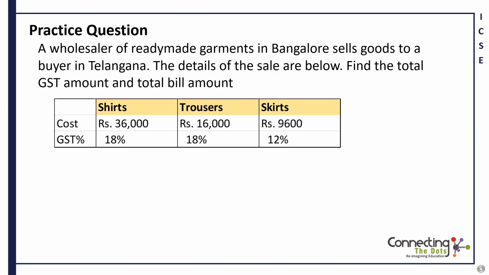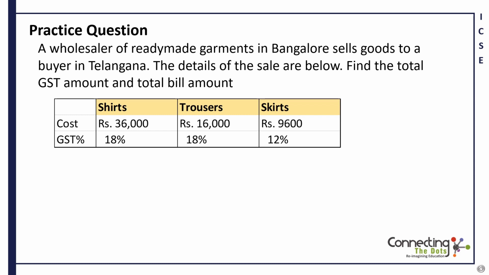The next question is somewhat similar. There is a wholesaler of ready-made garments in Bangalore selling goods to a buyer in Telangana. So what that is telling you is that it is an interstate transaction. It's going from Karnataka state to Telangana state. So IGST will apply, CGST and SGST will not apply. Those will be 0%. So he has sold shirts worth 36,000, trousers or pants worth 16,000, and skirts for 9,600.